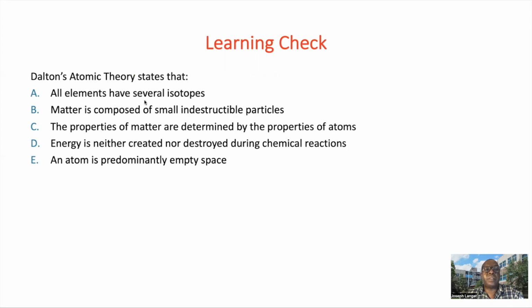All elements have several isotopes. We didn't talk about that. Matter is composed of small indestructible particles. That's correct. That's the correct answer for this question. Please make sure you read more on Dalton's atomic theory. B is one of the postulates of Dalton's atomic theory. There are 5 postulates, 5 assumptions, which make up Dalton's atomic theory.